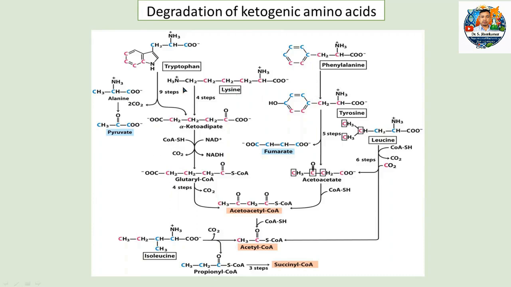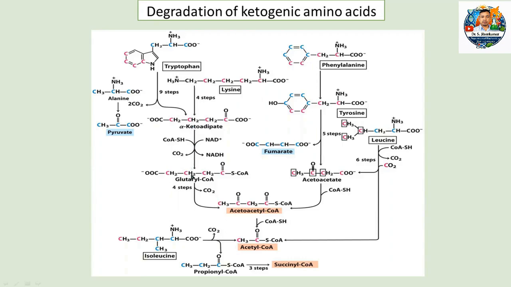As I have said, as you have seen in the earlier slides, lysine is strictly ketogenic. The end products of the catabolism of lysine cannot be used for the net synthesis of glucose. That's why it is strictly ketogenic. Whereas tryptophan, phenylalanine can be used for net synthesis of glucose also. So these two, both tyrosine and phenylalanine, including tryptophan, they are both ketogenic and glucogenic.